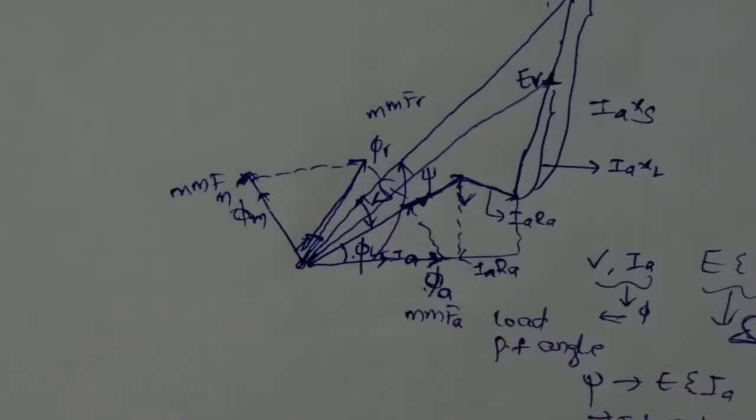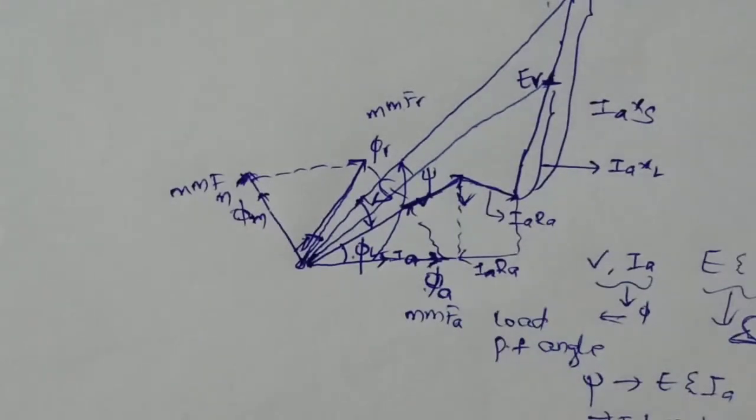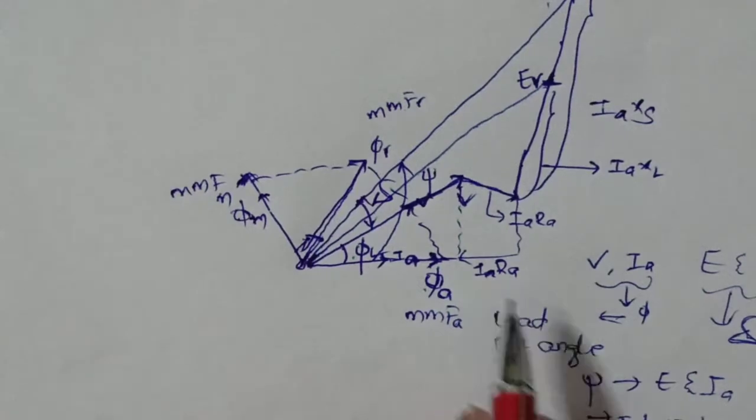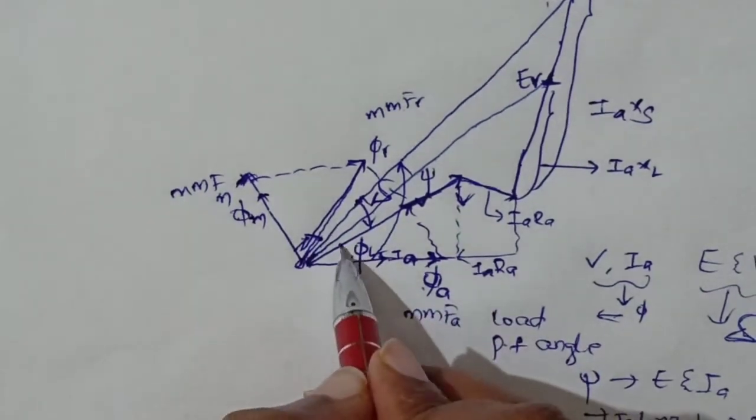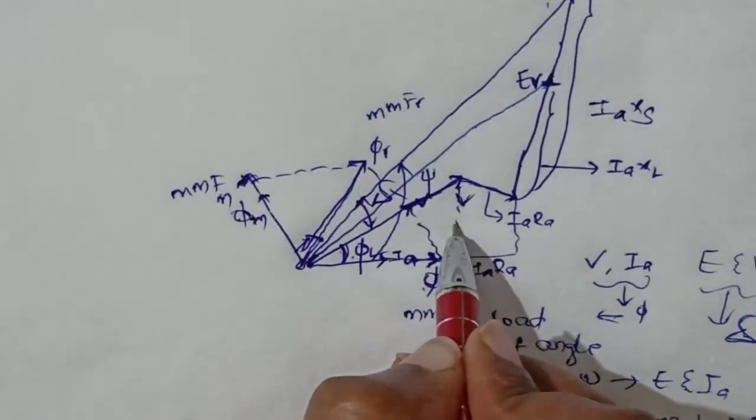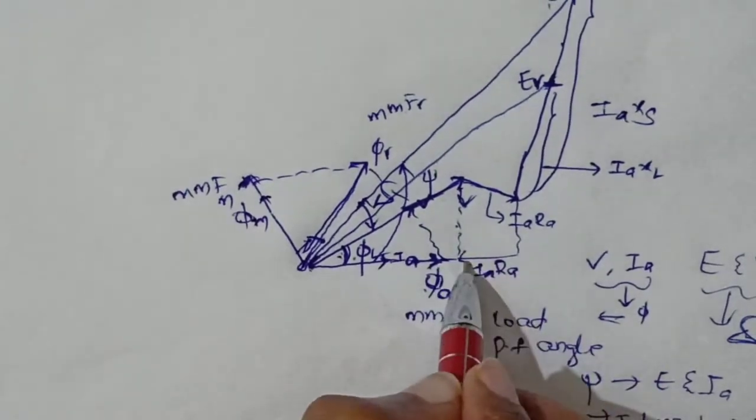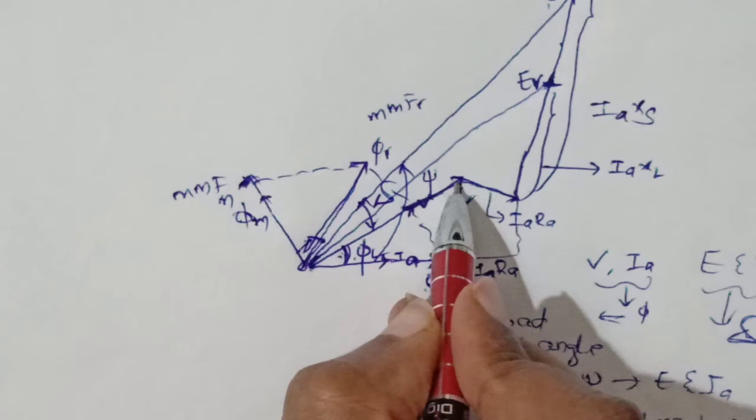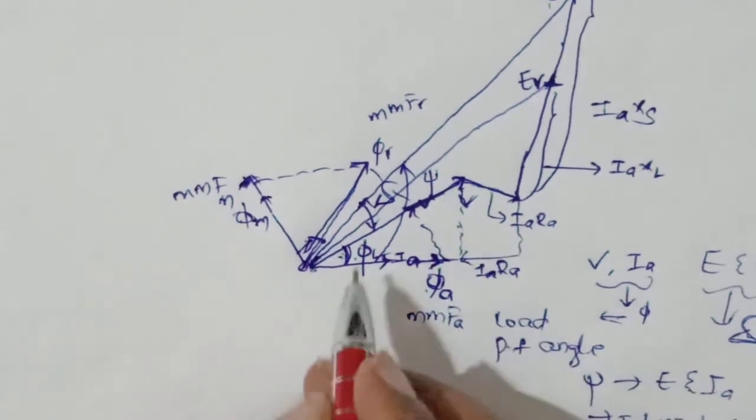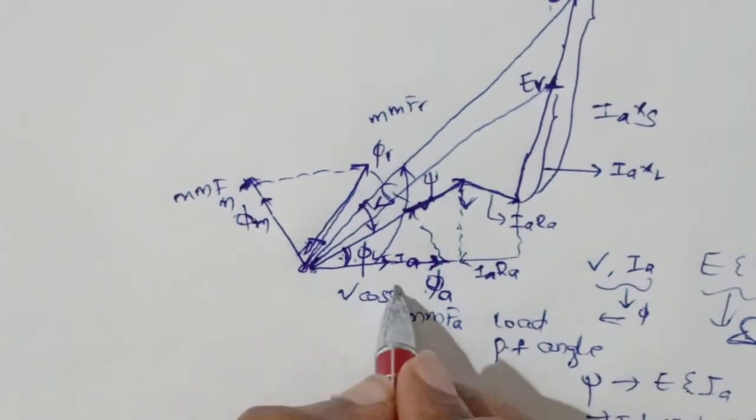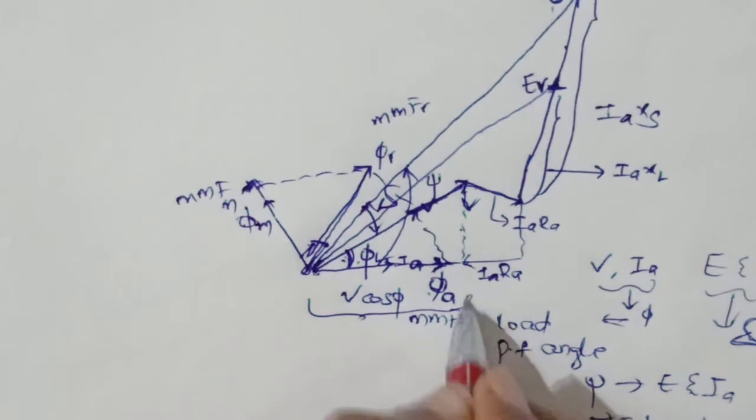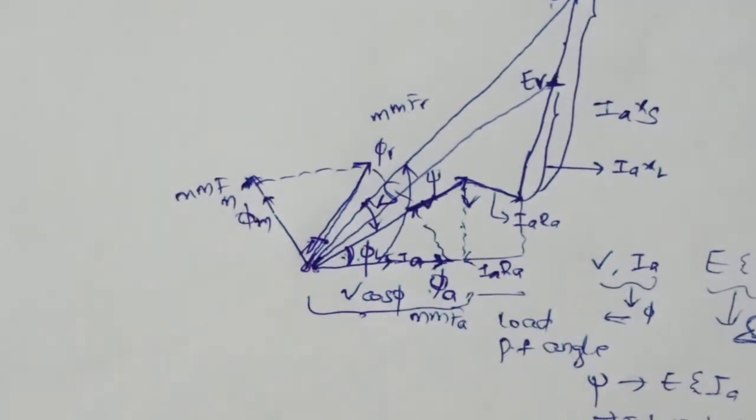Okay, see, this length is I_a R_a. This angle is phi. This is facing towards this side. What will this be? Definitely it is the V vector. This will be the hypotenuse, and this should be V cos phi. Okay, this whole length will be V cos phi plus I_a R_a.